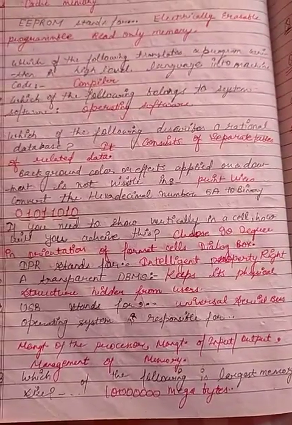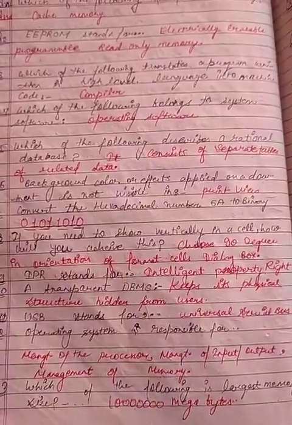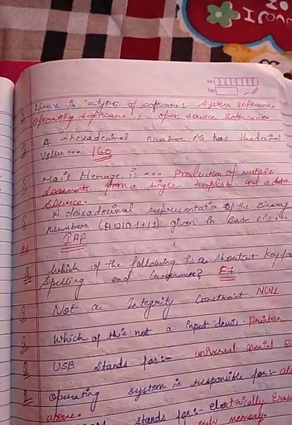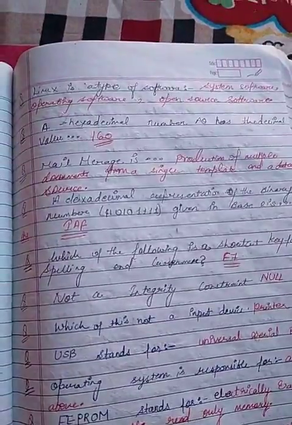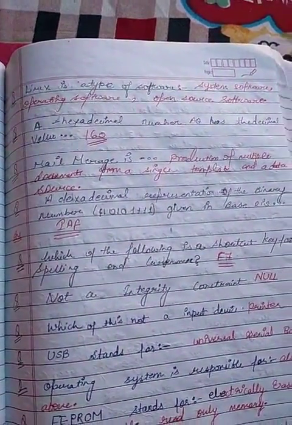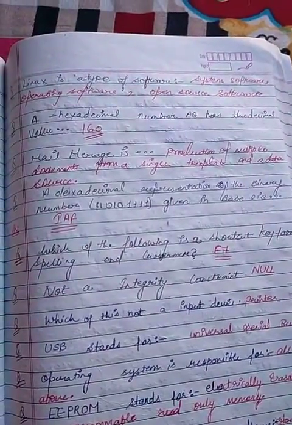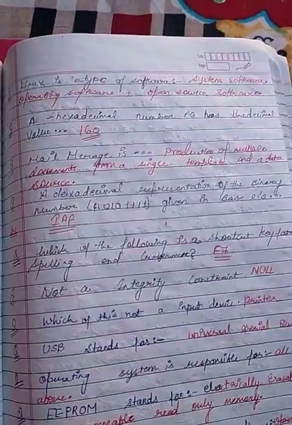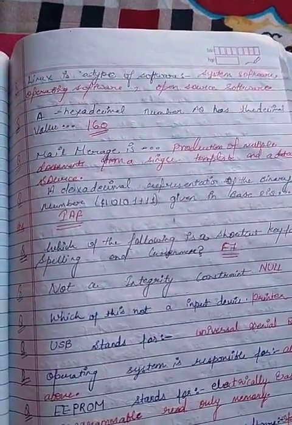Which of the following is the largest memory size? 10 crore megabytes. Linux is a type of software: system software, operating software, and open source software. A hexadecimal number has the decimal value 160. Mail merge is the production of multiple documents from a single template and a data source.